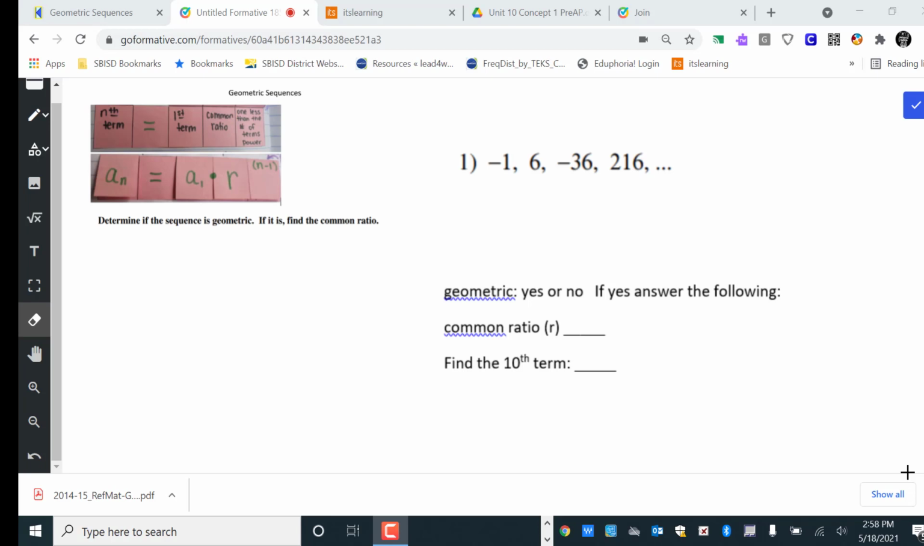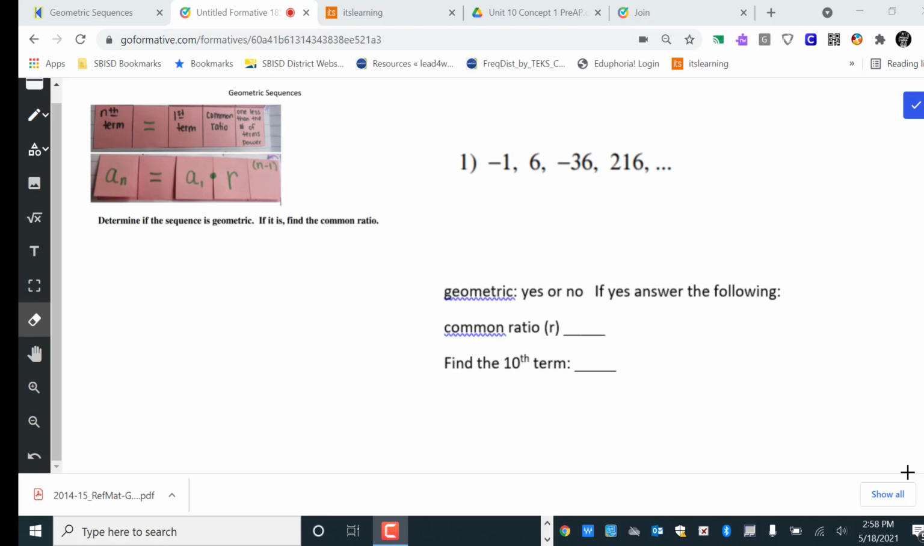So to determine if it's geometric or not, we're going to see if there's a common ratio. And a common ratio means that you are multiplying the previous term by a number to get the next term.